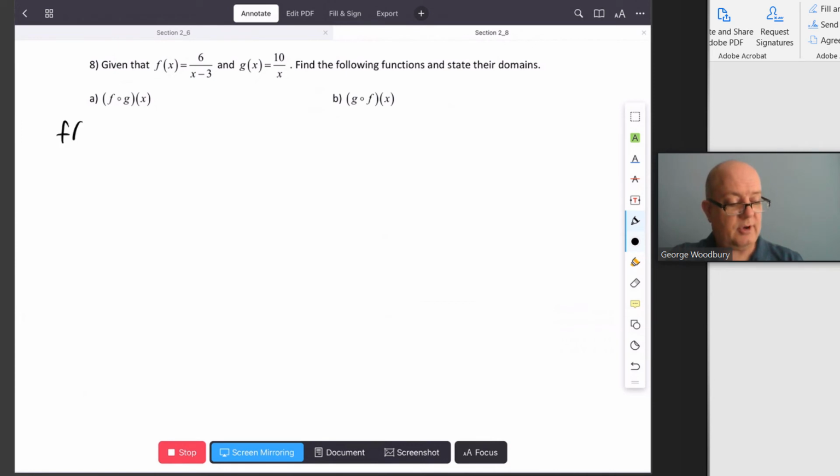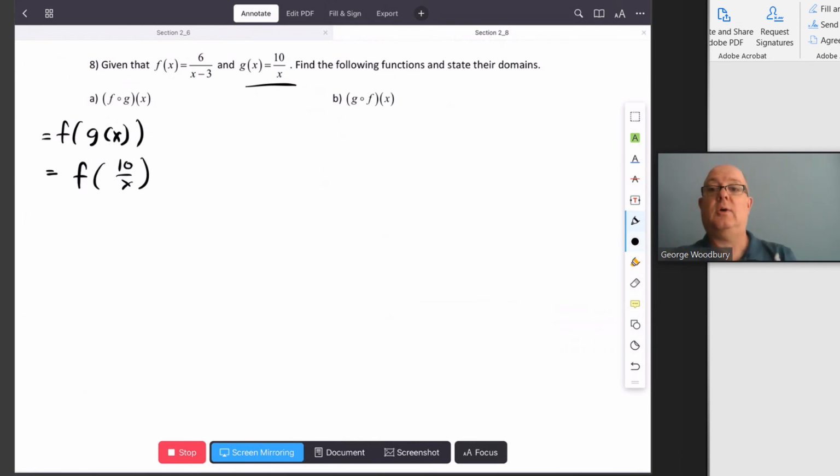Part A, f of g of x becomes f of 10 over x, putting in the formula for g of x into those parentheses. Now here we've got 10 over x, so I know that x cannot be equal to 0 because that would force us to divide by 0. Let's see if there's any other restrictions on this domain.